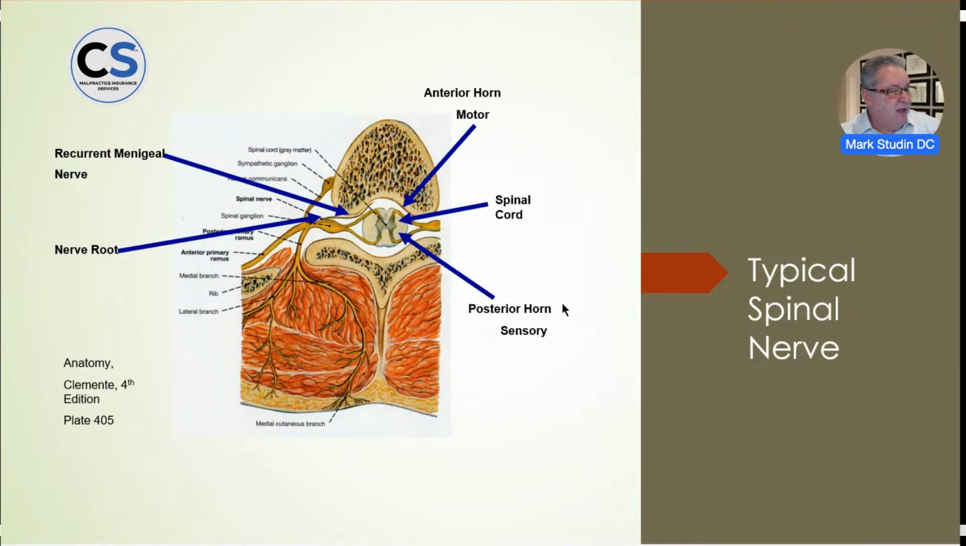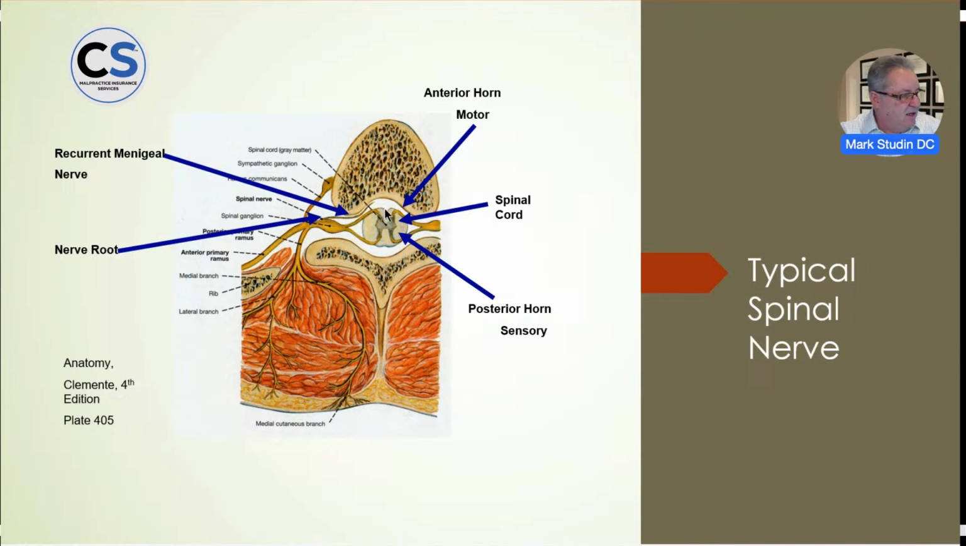Now, if we look at a typical spinal nerve, here's the bone, the body of the vertebra, the disc sits on top. Here's the spinal cord. Here's the anterior horn. This is the posterior horn. This is the nerve root. This is the recurrent meningeal nerve, used to be called the sinuvertebral nerve.